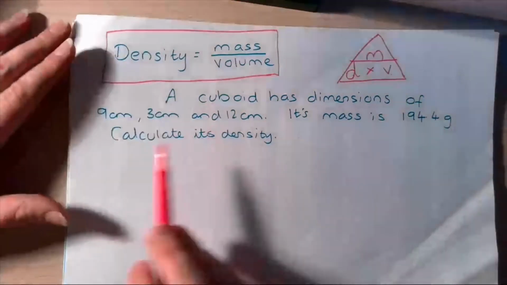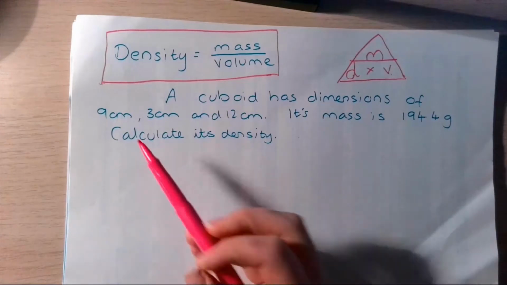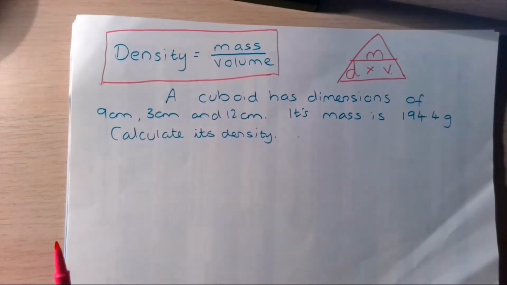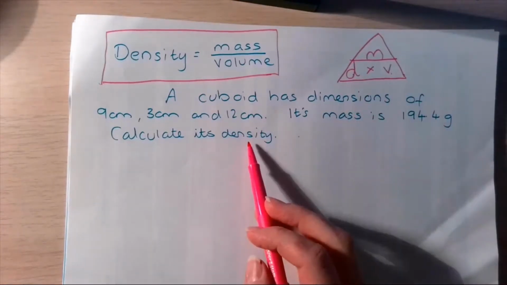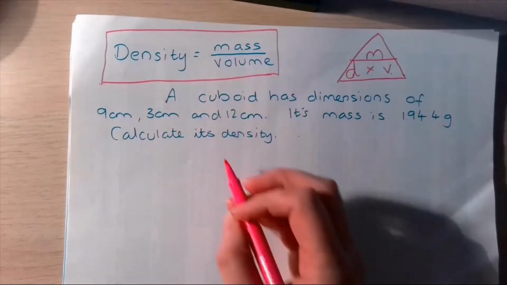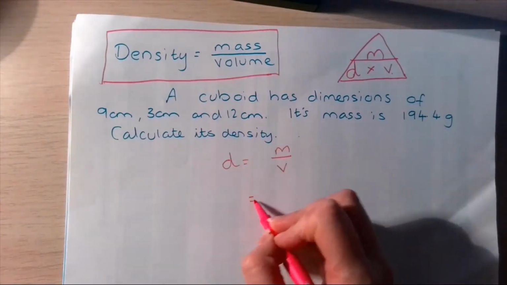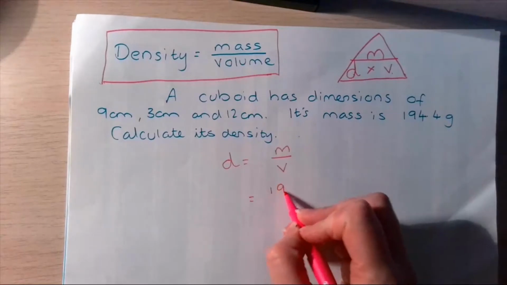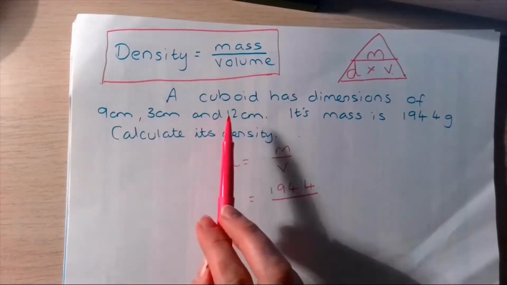Right then, so here's an example. I've got 4 of these for you. A cuboid has dimensions of 9 centimetres, 3 centimetres and 12 centimetres, and its mass is 194.4 grams, and we're going to calculate its density. So first of all, we're looking for density, which is mass divided by volume, so it equals mass over volume. We know the mass, it's 194.4. We don't know the volume yet, we're going to have to calculate it.